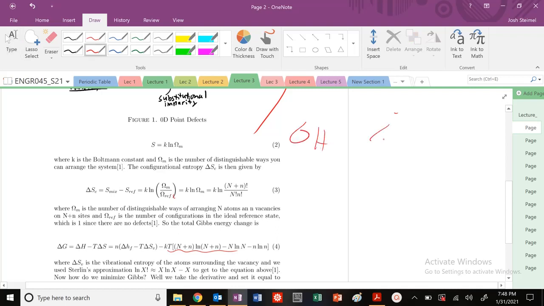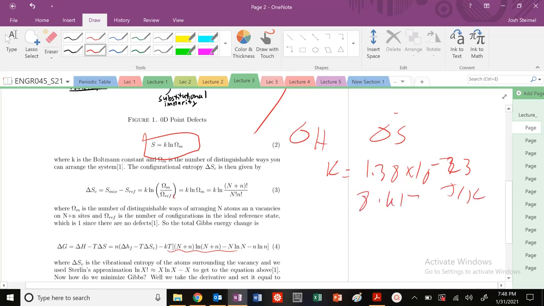Now we need to figure out, what is our change in delta S? And to do that, we're going to use the Boltzmann expression, where k is our Boltzmann's constant. k is equal to 1.38 times 10 to the minus 23 joules per K. It's also equal to 8.617 times 10 to the minus 5 eV per K. So let's look at the change in entropy of our crystal, and specifically the change in configurational entropy.